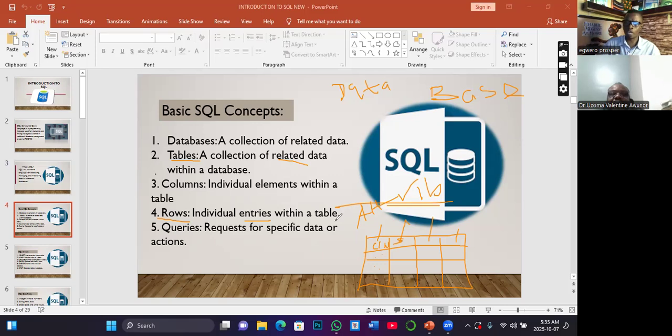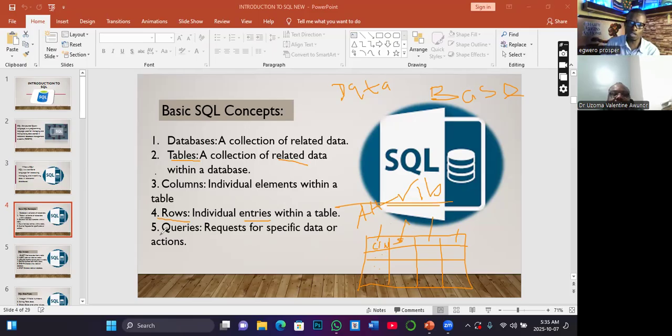If we are to define a table structure, if you are asked, for example, what are the elements of a table? One, column or attribute, then row, then the cells. So rows are individual entries within a table.